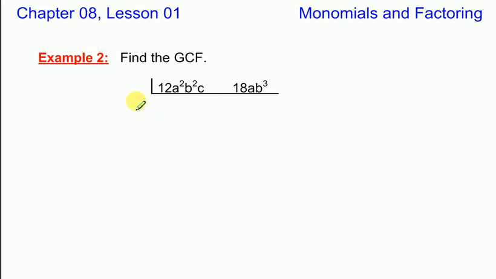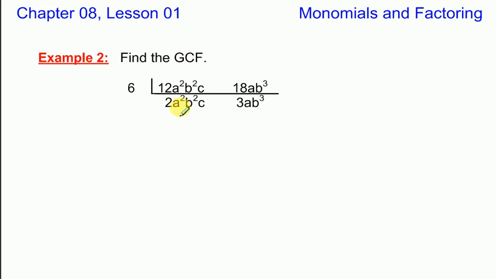Okay, another way you can do this is a type of upside down division. Okay, I know 12 and 18, I know that 6 goes into both of them. If you recognize that, you can divide them both by 6. If I divide this by 6, I get 2. The a squared and b squared and c stay. If I divide this by 6, I get 3, and then carry down the a and b to the third.